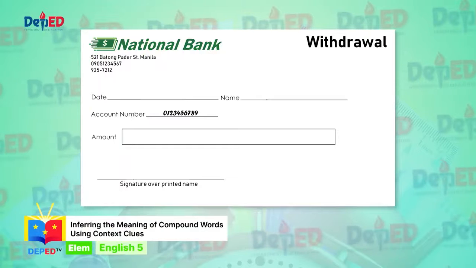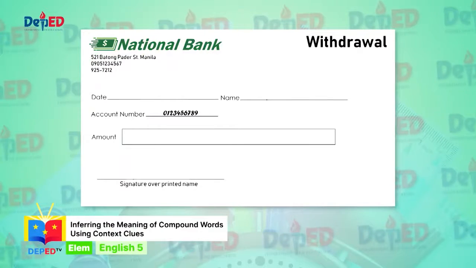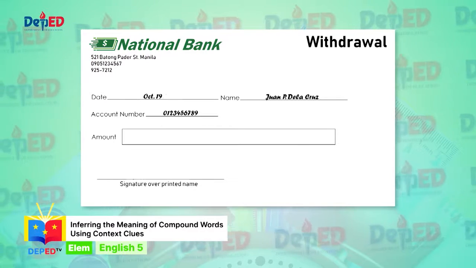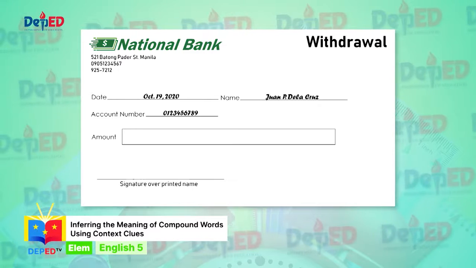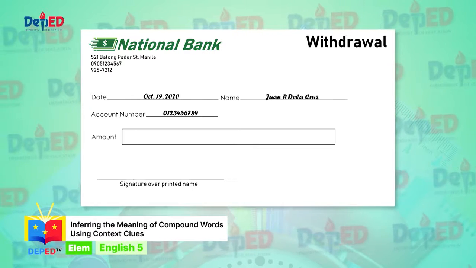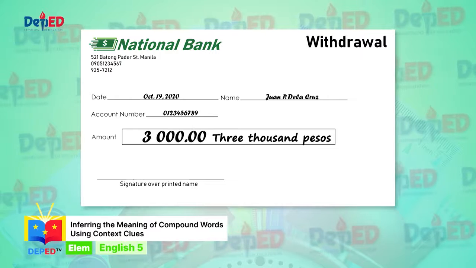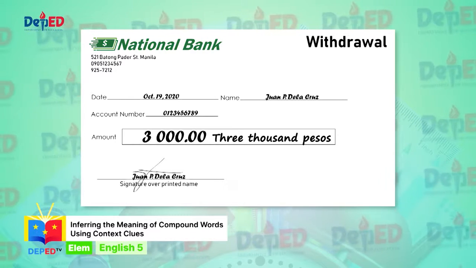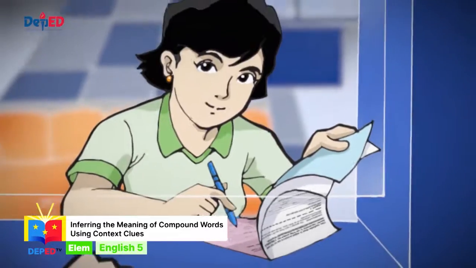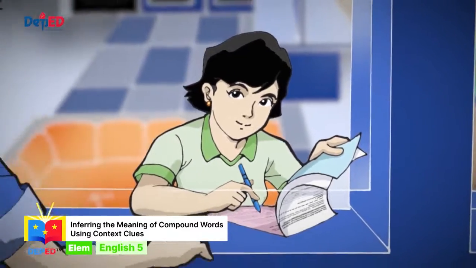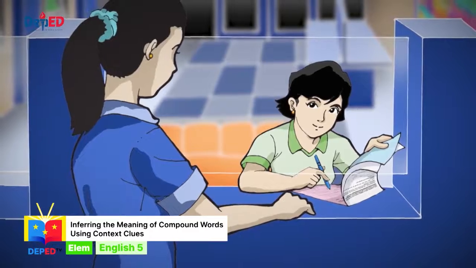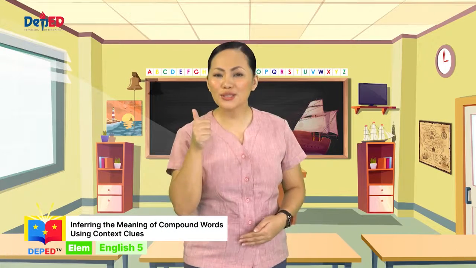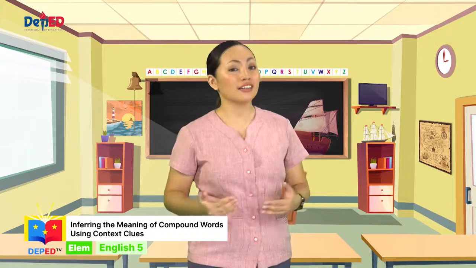Then, let's try to fill out this withdrawal slip. Write your name and the date. Next, write the desired amount of your withdrawal in words and in figures. Lastly, affix your signature on the signature line found on the form, but only do this while a bank teller witnesses you signing it. Wow! Good job, pupils! Well done!